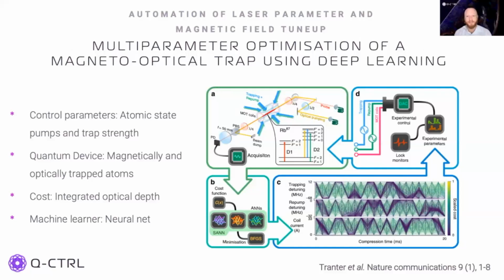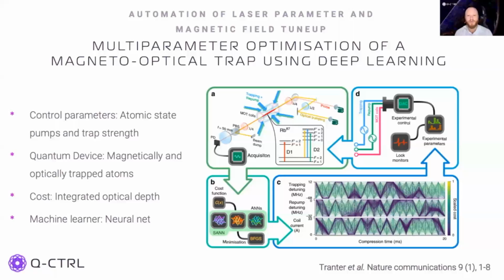Again, optimizing this protocol is a complex process involving quantum dynamics and nonlinear interactions. Hence, it is an excellent candidate for closed-loop automated optimization. An experiment was performed by Tranter et al., as shown here, at the Australian National University. Additional details of the experiment are available in the paper published in Nature Communications.